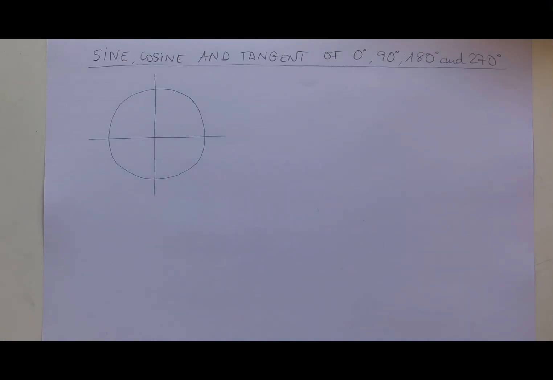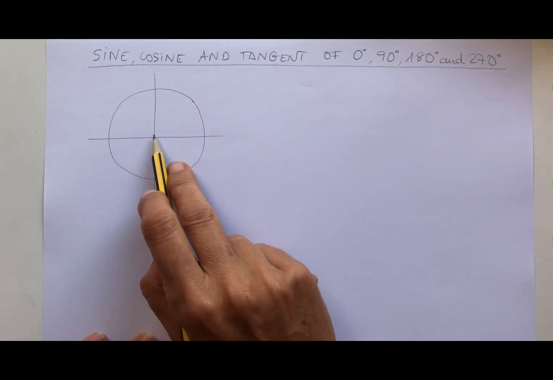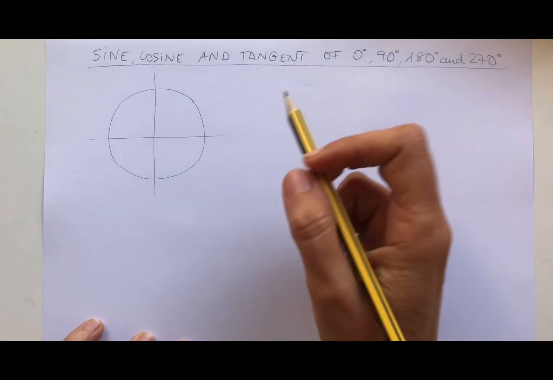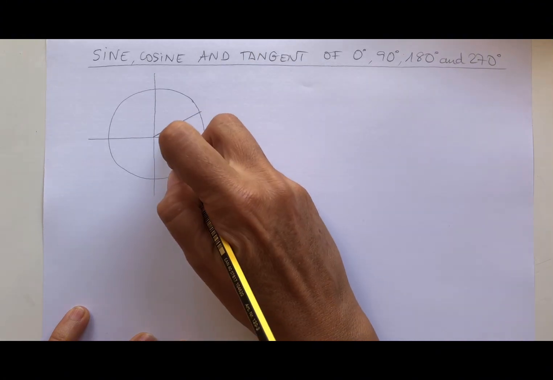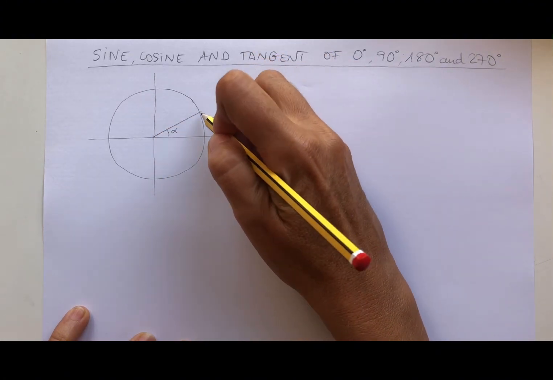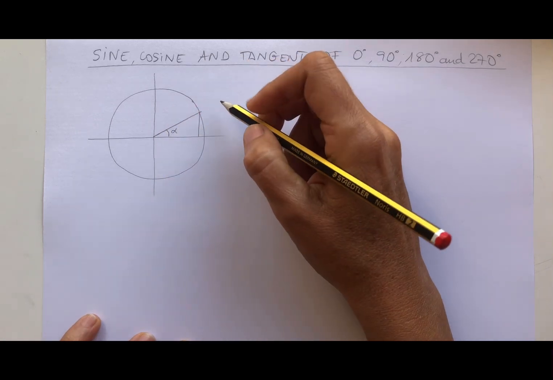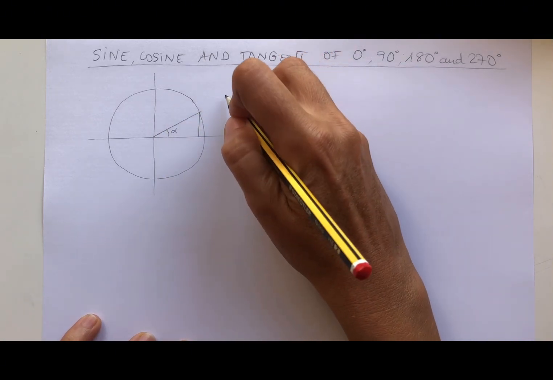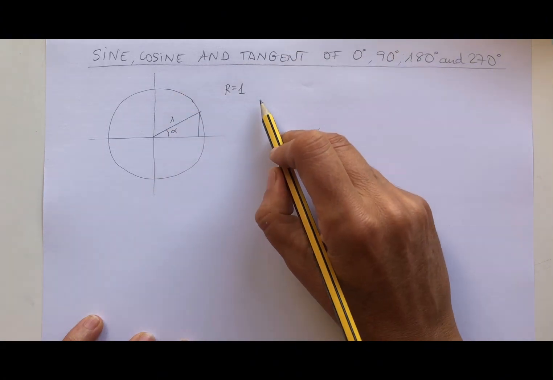Hi. Let's think about sine, cosine, and tangent of angles 0 degrees, 90 degrees, 180, and 270. They are exactly the angles that divide our quadrants. First of all, we are going to think about any angle, for example this angle alpha. Remember that we can draw this right triangle, and we are going to work in the unit circle, whose radius equals 1, because it is easiest.